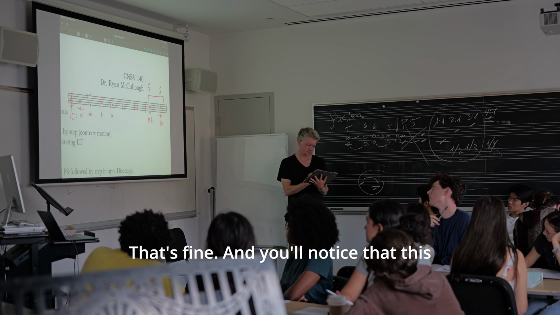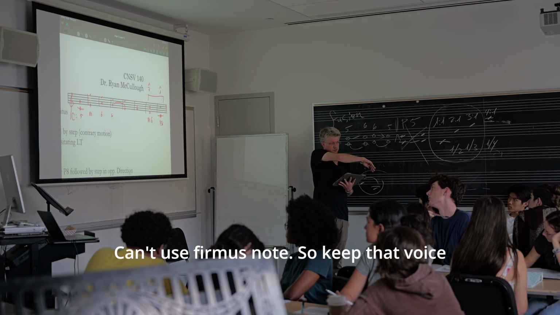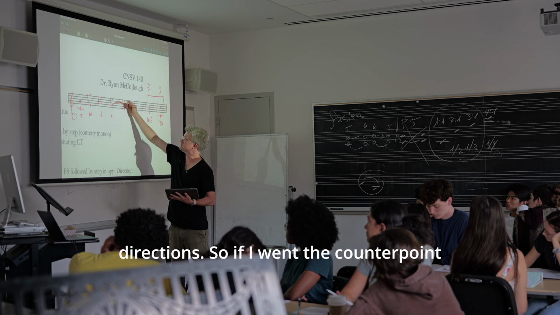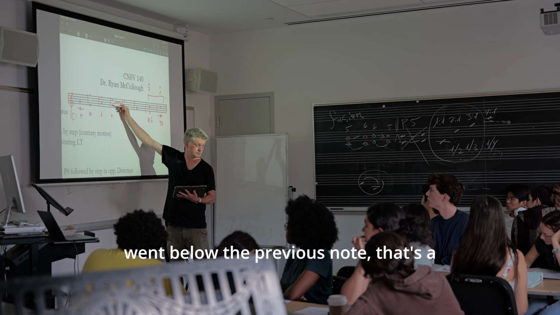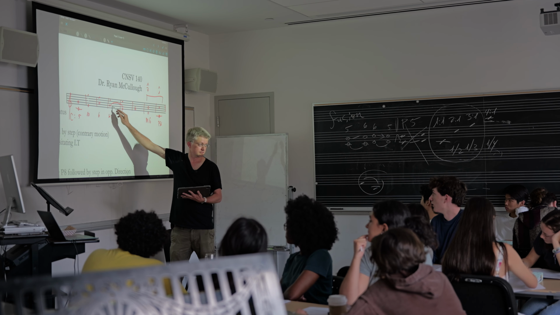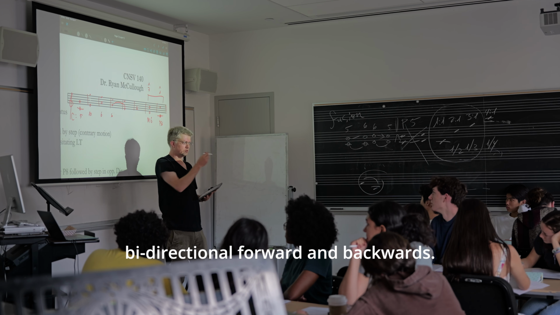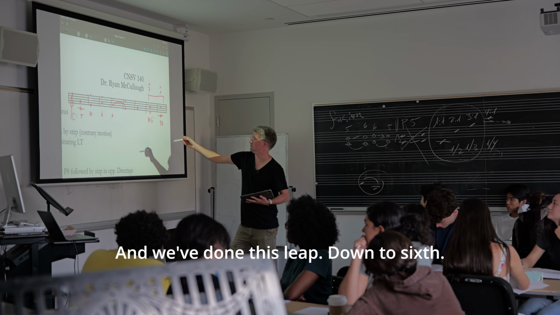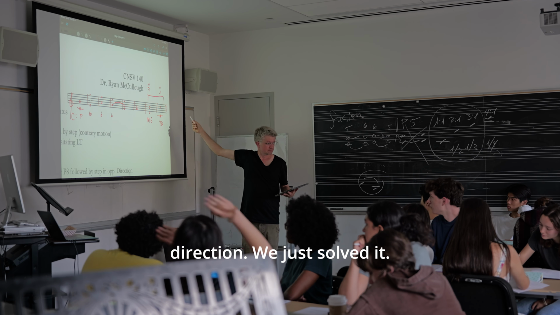That's fine. And you'll notice that this note is at the same level as the previous cantus firmus note. So keep that voice overlap issue in mind. It goes both directions. So if the counterpoint went below the previous note, that's a fault, as much as it going below the next. Does that make sense? So the voice overlap is bidirectional, forward and backwards. But same level, that's fine, no problem. And we've done this leap, down a sixth, got to go in the opposite direction. We just solved it. Yay.